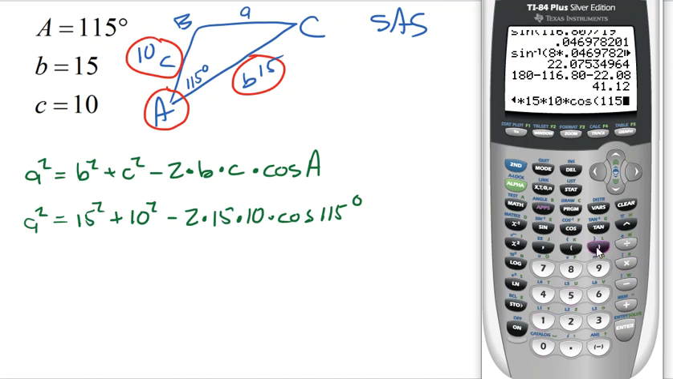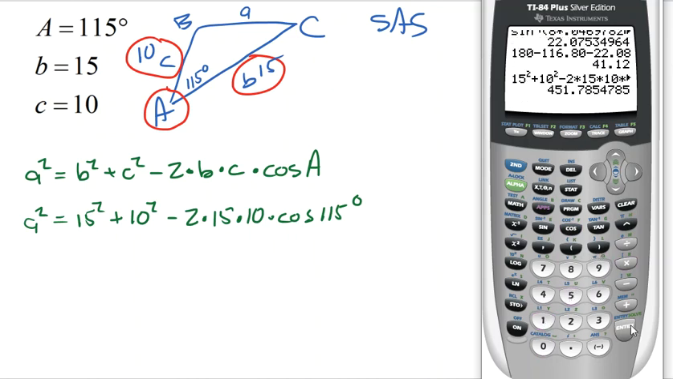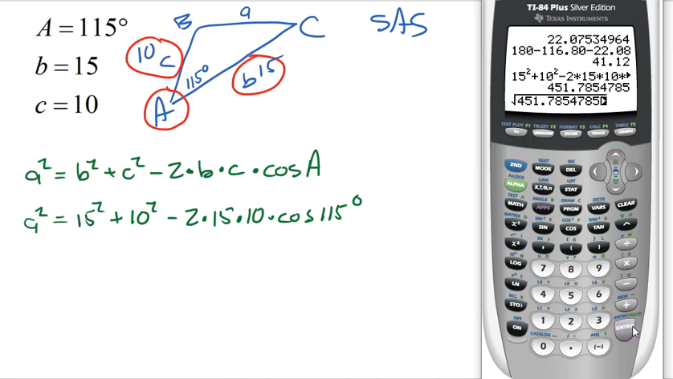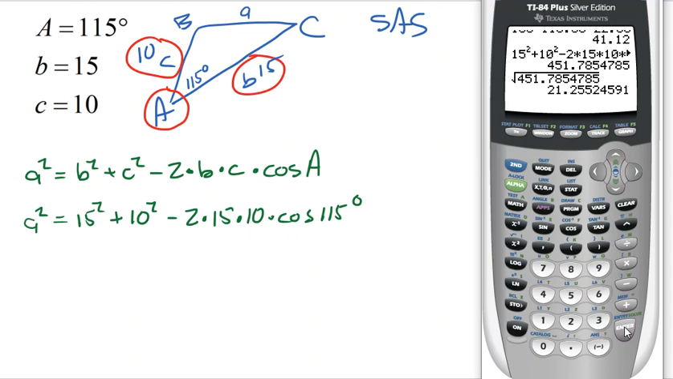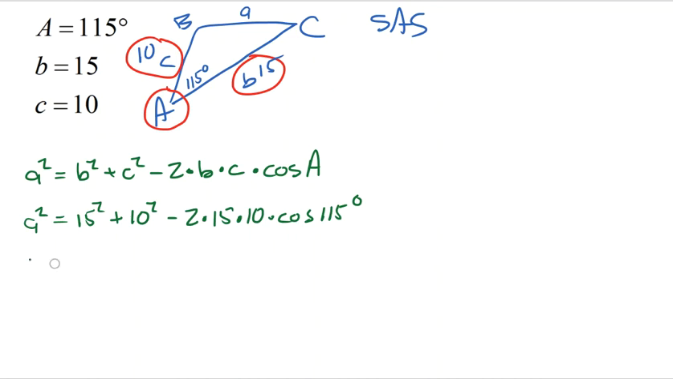Please make sure you're in degree mode. And I get this answer. Now, before I go back to my work, this is not A, this is A squared. So there is one more step I have to do, and that is, of course, taking the square root of both sides. So I'm going to take the square root, and I'm going to go and grab all those decimals so I don't have to do any rounding in the middle of a problem, and I get 21.26. So A is 21.26.